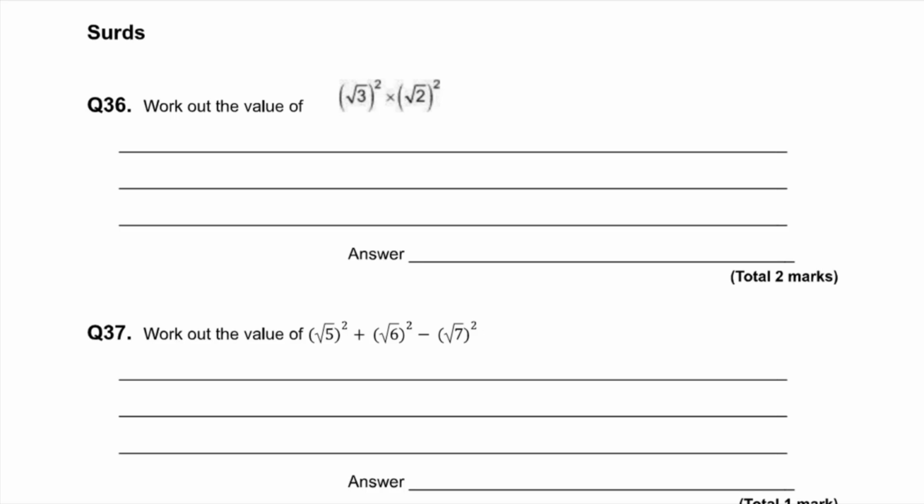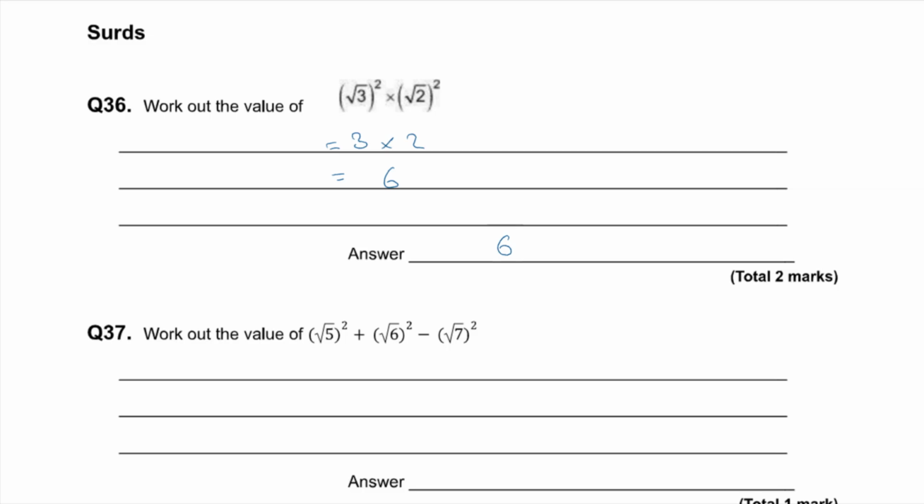Question 36. Work out the value of root 3 squared times root 2 squared. Well, when you square a square root, you just get your original number back, don't you? So root 3 squared is just 3, and root 2 squared is just 2, and 3 times 2 is 6. That's not so hard, is it?